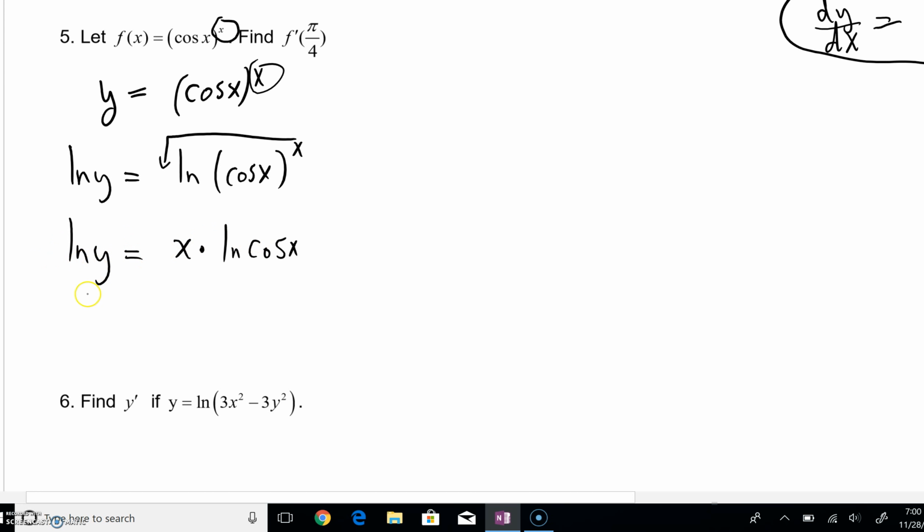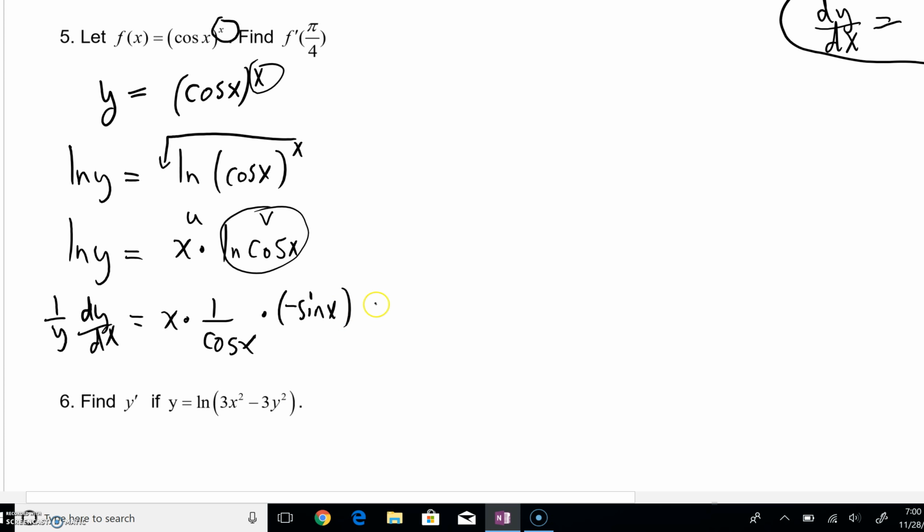We're going to take our derivative right now. Derivative on the left is 1 over y, dy dx. The derivative on the right, we need the product rule. We'll have x multiplied to the natural log of the cosine of x, so we'll have to say 1 over the cosine of x. Multiply, chain rule here, derivative of cosine is negative sine of x. Then we'll say plus, then I'm going to take my derivative of x, which is 1, multiply that to the natural log of the cosine of x.